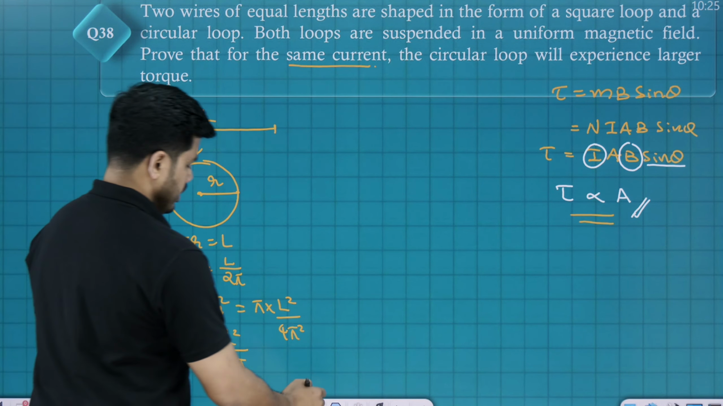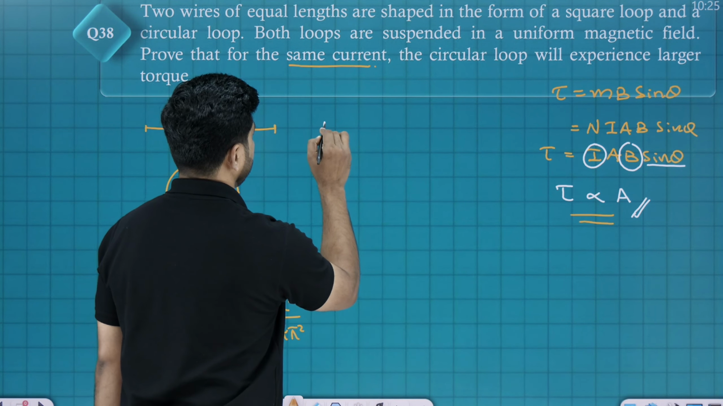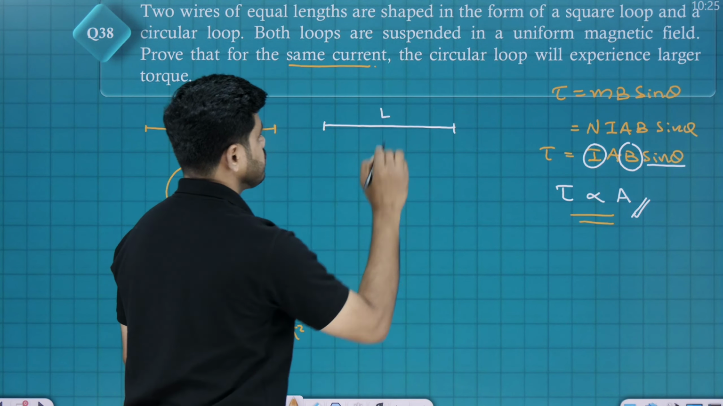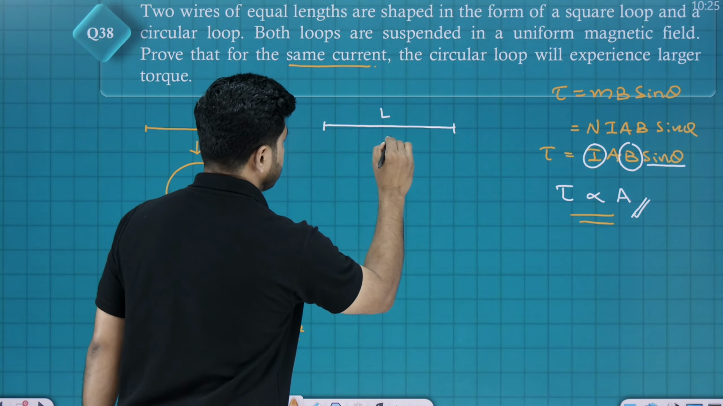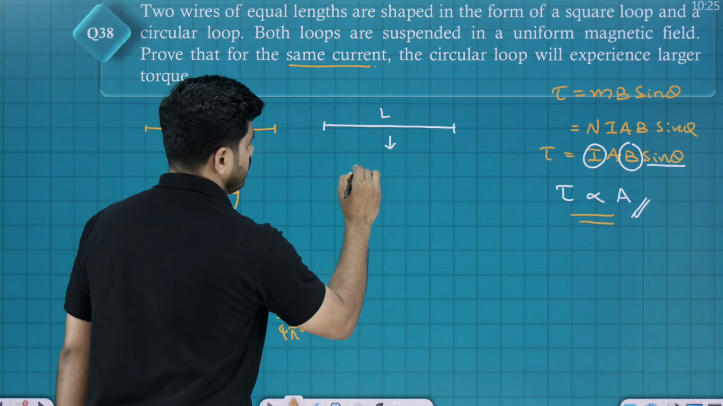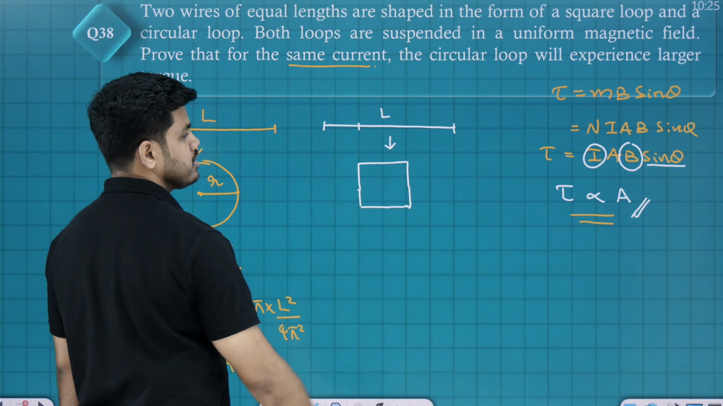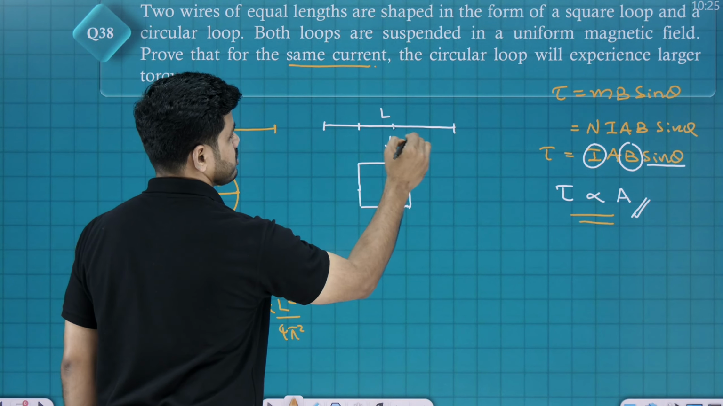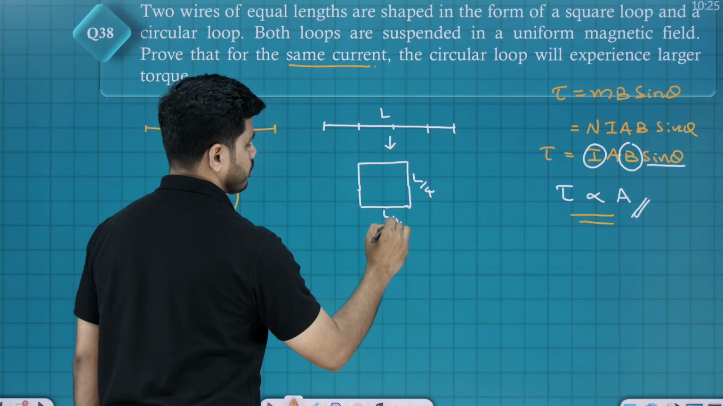Now, the second one is a square loop. What happens when I use the same wire to make a square loop? See, if you make a square loop, all 4 sides will be the same. So 1/4 of this length will be one of the sides, right? So we can say it is L by 4. This also will be L by 4.